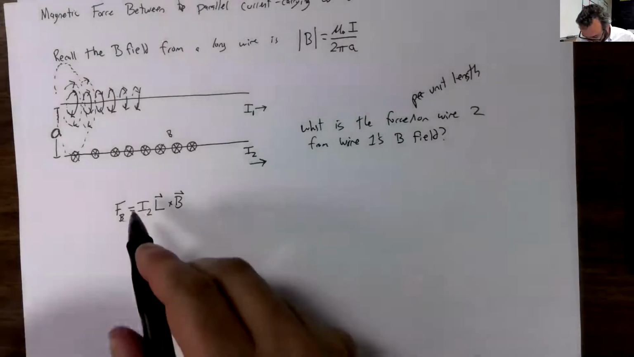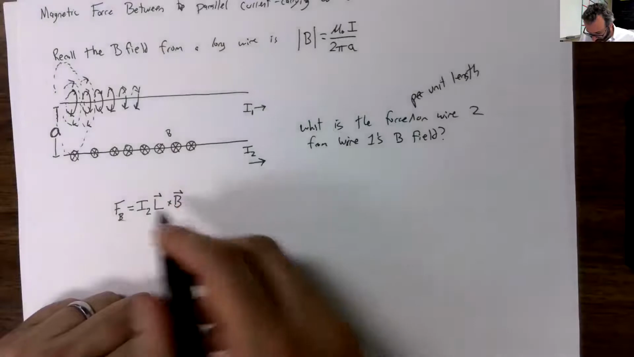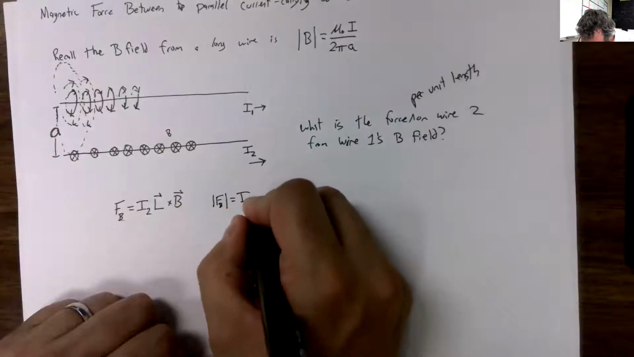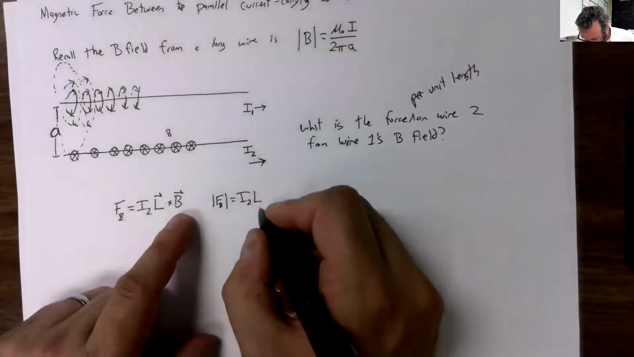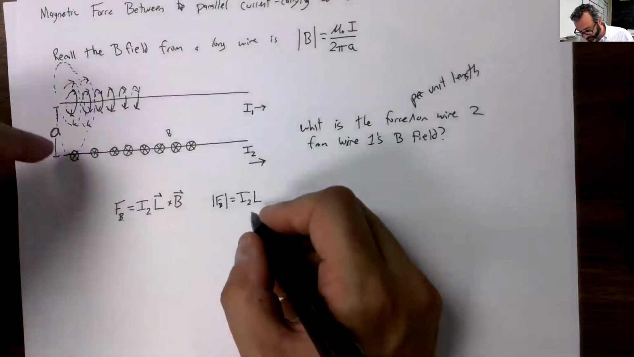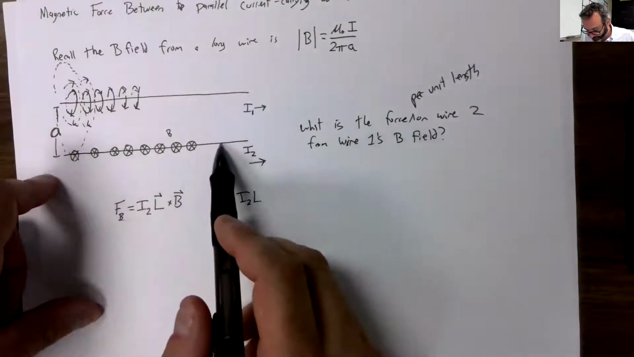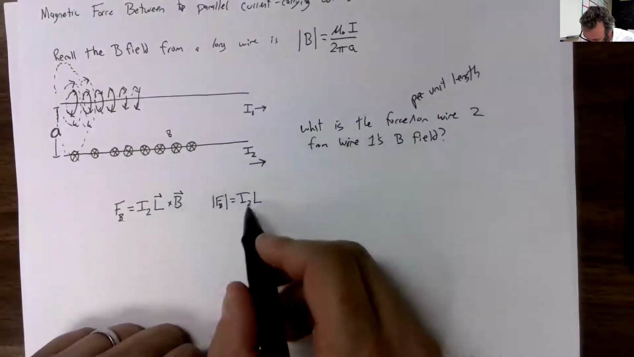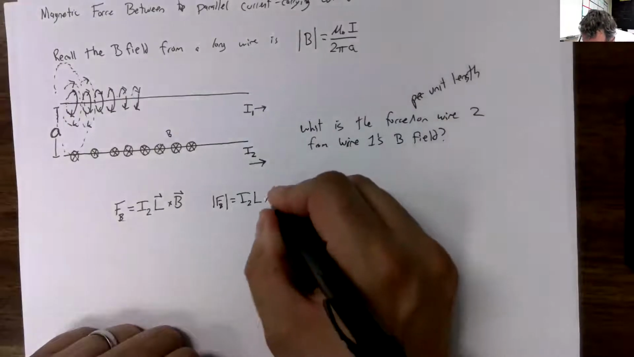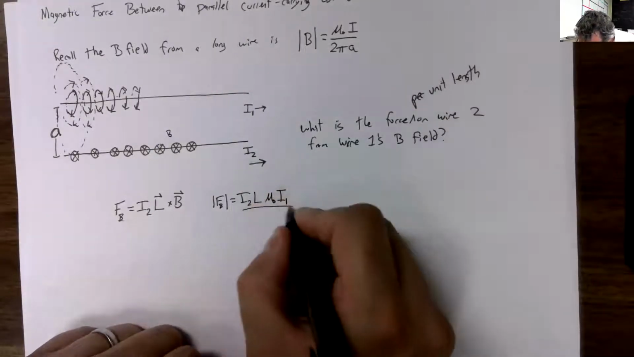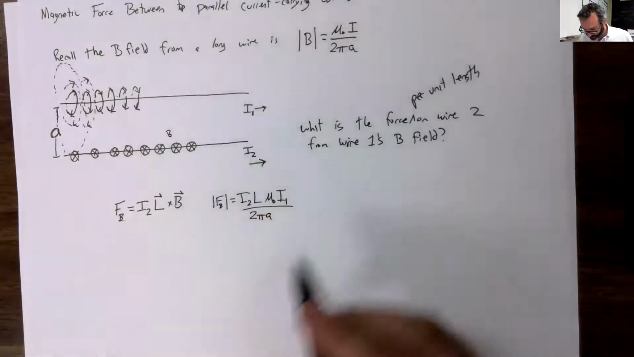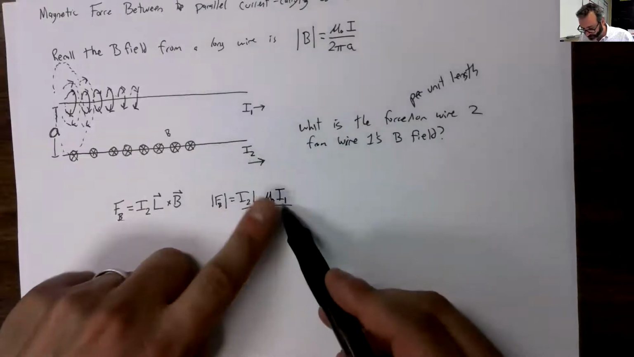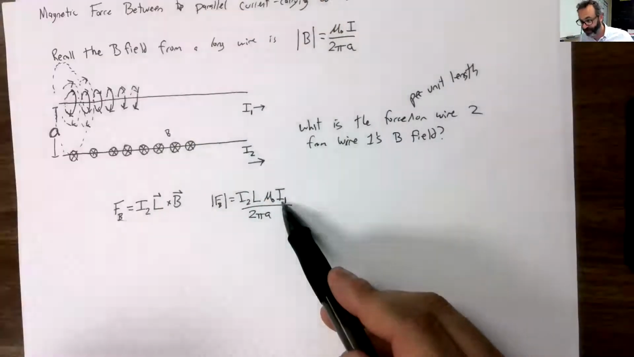All right, so the magnitude of the force is just current 2 times the length of the wire times B. We do know that B and L are perpendicular here, so we're not going to have a sine of any angle. So this is going to be I2 times L times the magnetic field, which is mu naught times I1 over 2 pi A. So we have both currents in here: current 2 because of the force equation, and current 1 because it affects how strong the magnetic field is.